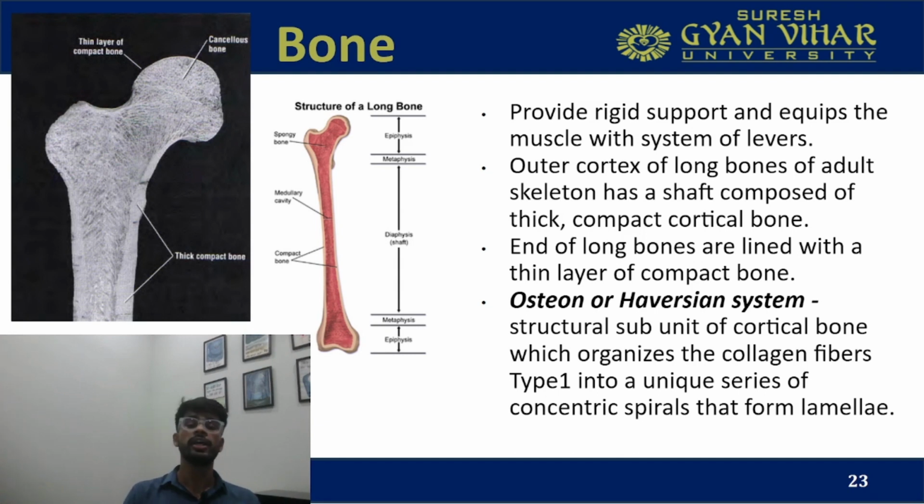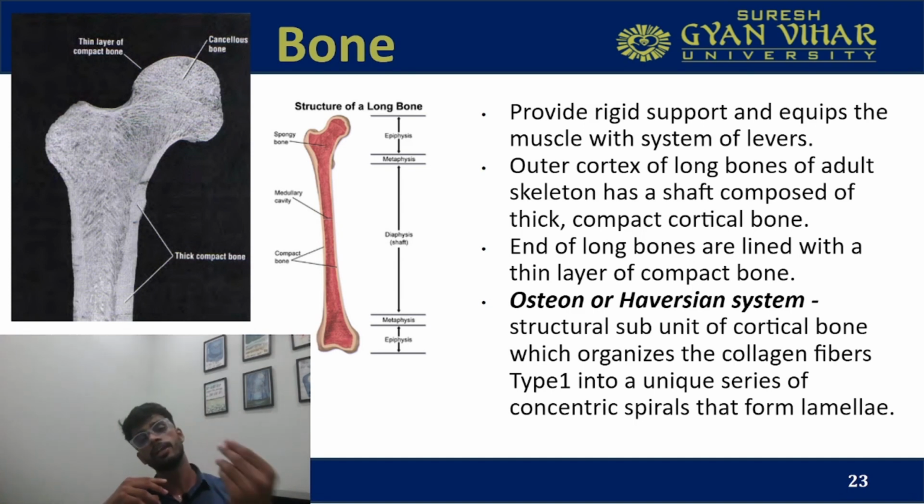We must be aware of a term called osteon or Haversian system. So what are they? They are the subunits of the cortical bones, meaning these are the units which combine to form the cortical bone. What is present in these units? Type 1 collagen fibers are present. We know that type 1 collagen fibers provide rigidity. They are present in ligaments also, fascia also, capsule also. They provide stability to the bone.